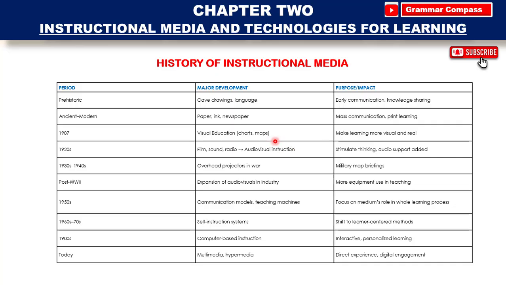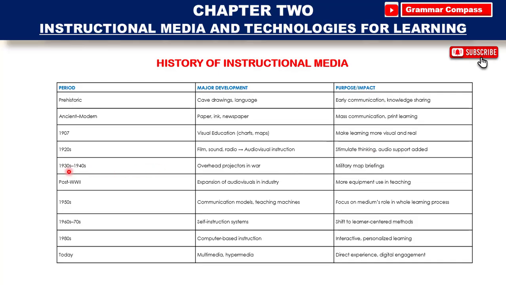This chart summarizes the history globally. So there was the prehistoric period where people used cave drawings and language to facilitate instruction. There was also the ancient modern period where paper and ink and newspaper were used. In 1907, there was the introduction of visual education, where charts and maps were used to make learning more visual. In the 1920s, film, sound, radio, that is the audiovisual instruction, also emerged. So it stimulated thinking and audio support.